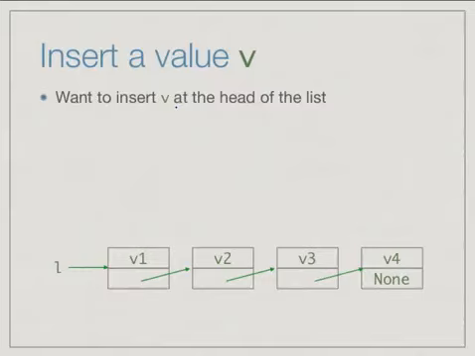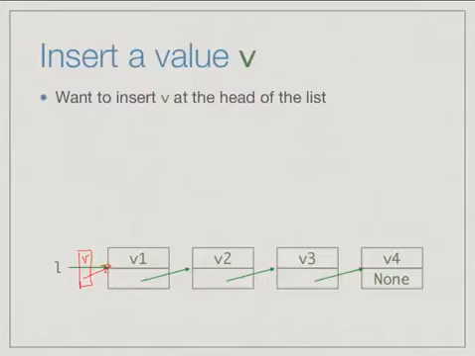So what if we don't want to append, but we want to insert? Now it looks normally that insert should be easier than append, but actually insert is a bit tricky. By insert, we mean that we want to put a value at the beginning. So we want to put a node here which has v and make this point here. So this is what we want to do.